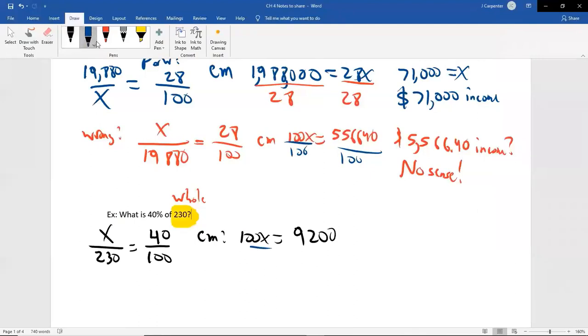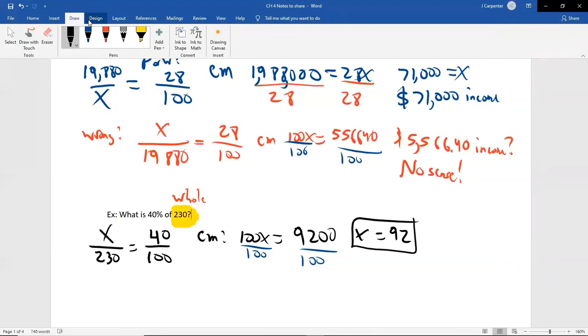Divide both sides by 100, which we can just cancel two pairs of zeros. You don't even need a calculator for that. And that says that x is equal to 92. What is x? What units does it have? I have no idea. This problem doesn't give you any clues to that, so it's just x equals 92.